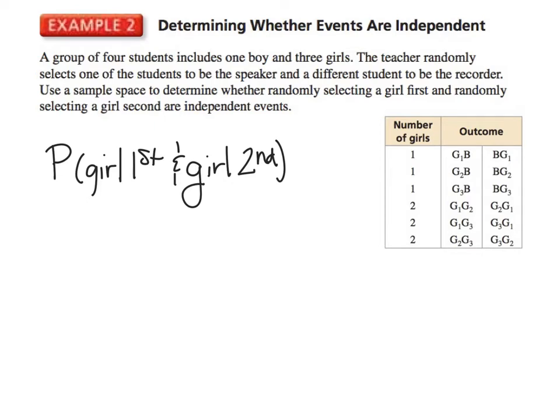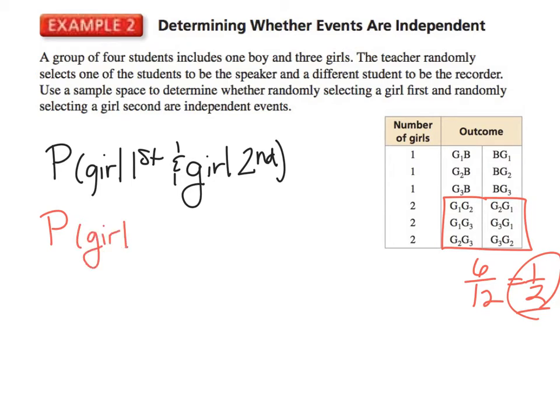So what is the probability that a girl is going to be picked first and second? Well, a girl being picked first and second are all of those. So that is going to be 6 out of 12, which is equal to 1/2. So we know it's 1/2. Here's how you determine if it's independent or dependent. If it's independent, we could find the probability of both things happening separately, multiply them together, and it should give us the same thing. So what is the probability that we have a girl first? So let's think about this. We have four people.